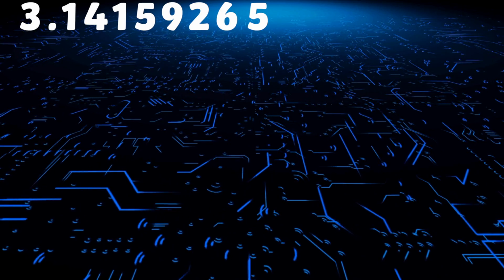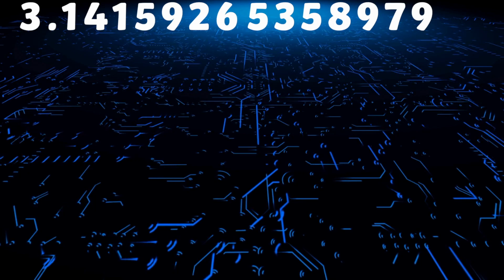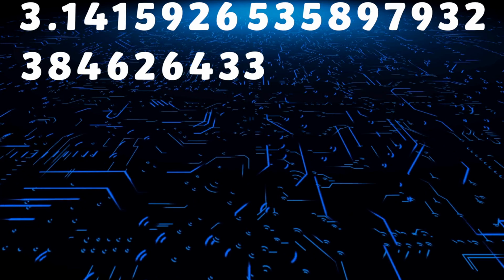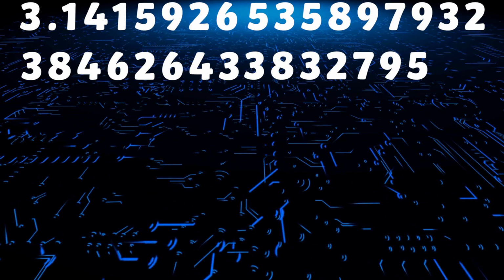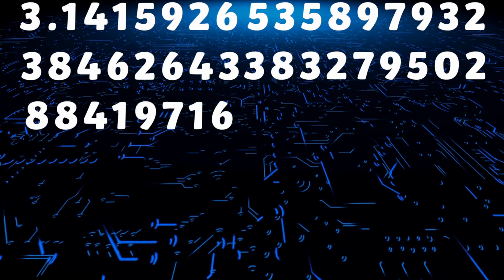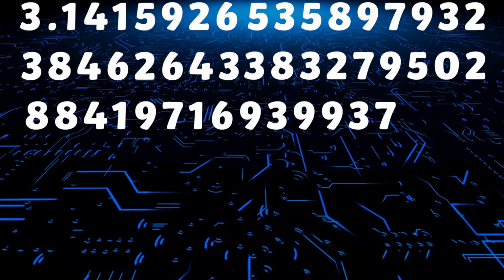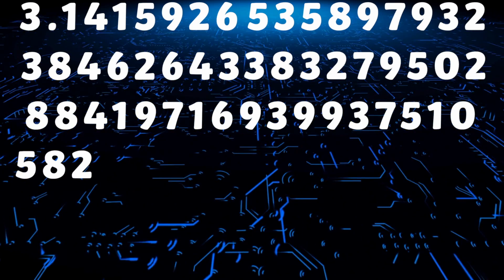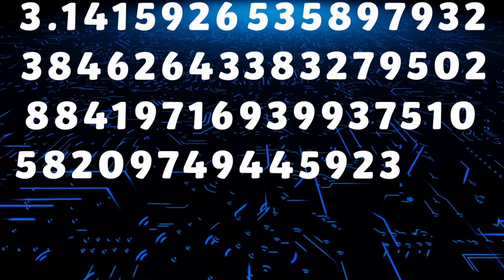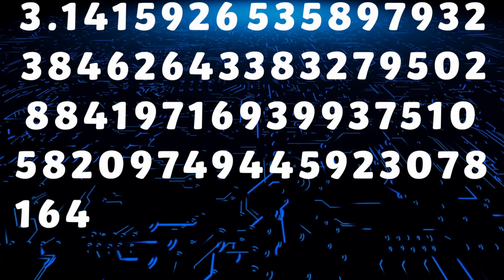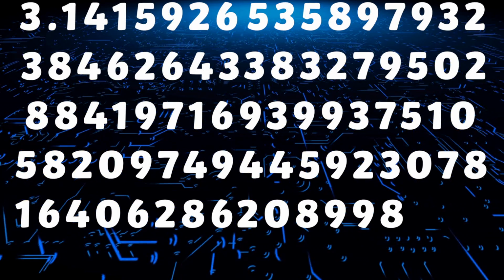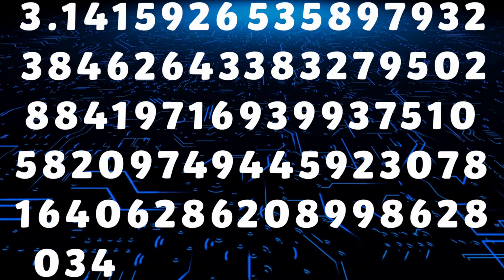So I suppose you're wondering, what is pi to 100 decimal places? The first 100 decimals of pi are 3.141592653589793233846, 26433833279, 502884191, 69399375110, 5820974944, 5923078164, 06286208998628034825342117067069.